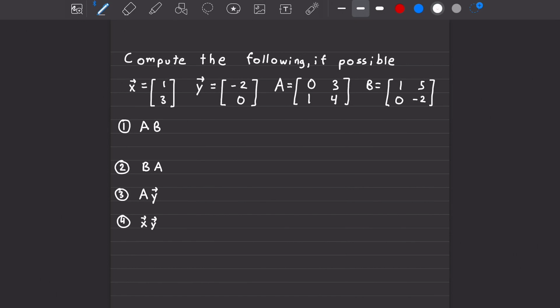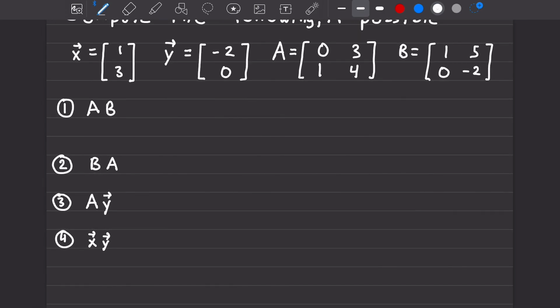So I have a couple last examples for you guys here. As always, compute the following if possible. Take a second maybe to do those on your own, and then let's jump right into it. So AB is going to be, we have 0, 3, 1, 4 multiplied with 1, 0, 5, -2.